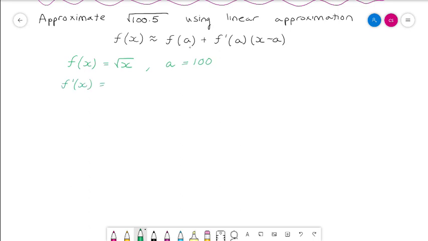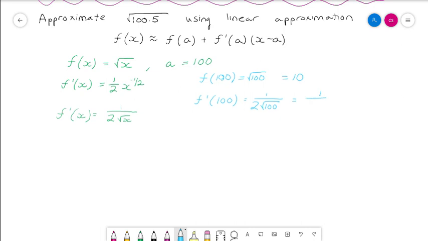Okay, so let's see everything we need in here. We need f of a, square root of 100 is 10. We need the derivative, okay, so the derivative of the square root of x, that's like x to the 1/2. And we're going to figure out these values at 100. So again, f of 100 is the square root of 100, so it's 10. And f prime of 100 is 1 over 2 times square root of 100. So 1 over 2 times 10, or 1/20.